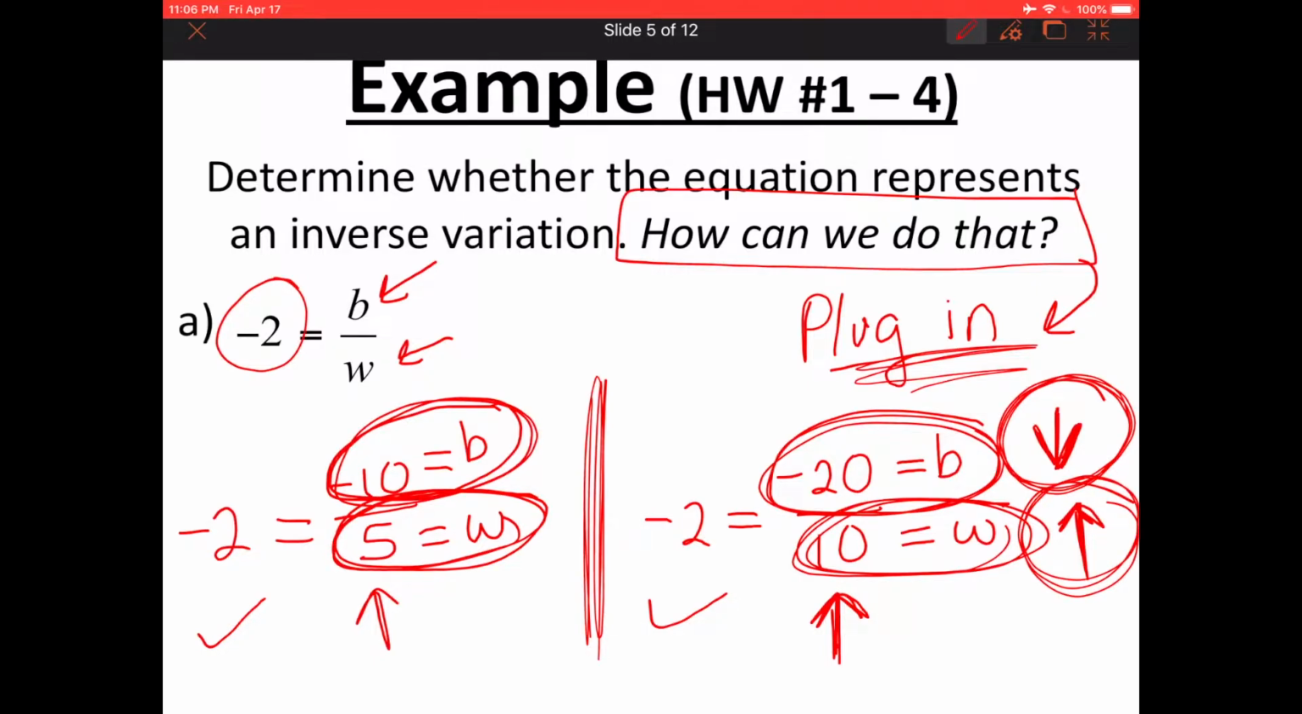So is that inverse variation? And the answer should be yes. Okay, because inverse variation means that one value goes up as one value goes down. All right, so these will be the very first few homework problems that you have. Just remember, plug in at least 2 sets of numbers, and then compare. Tell me what those numbers are doing.